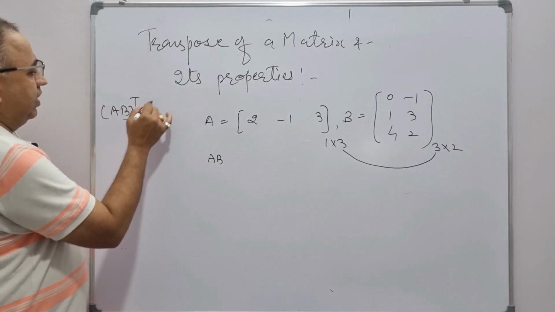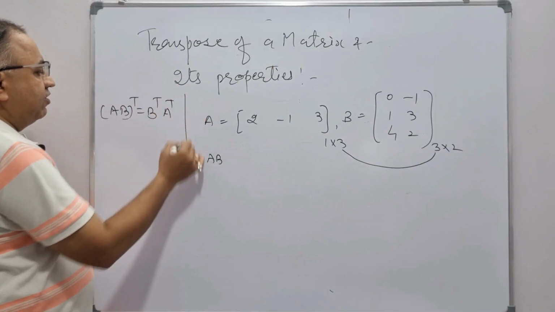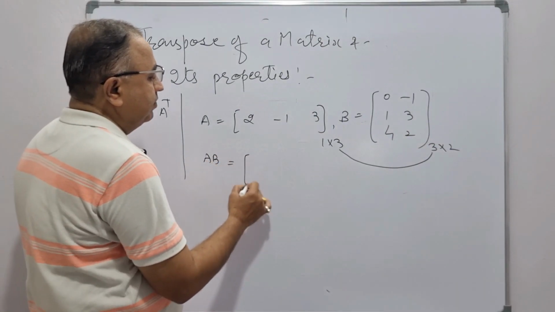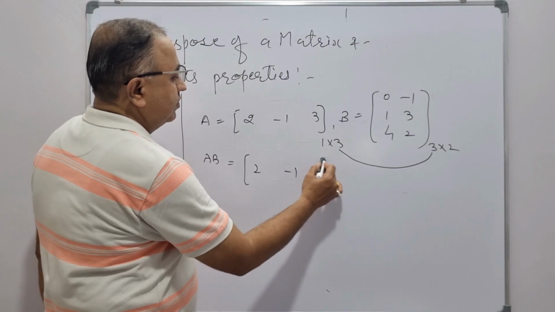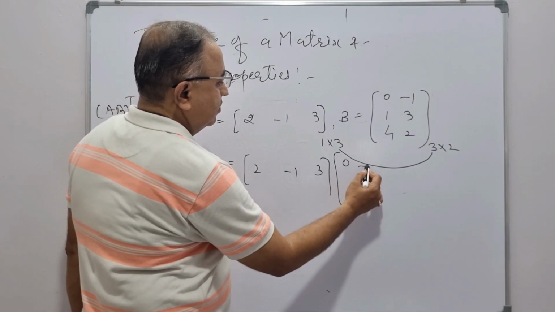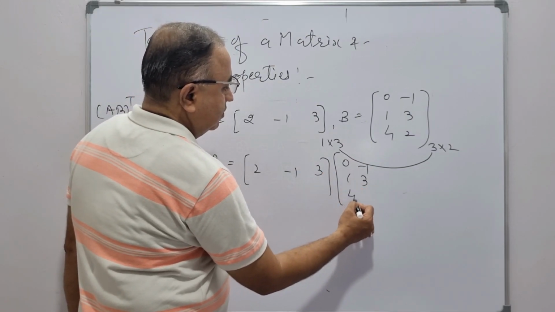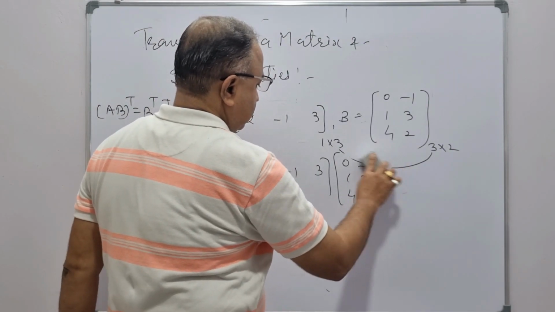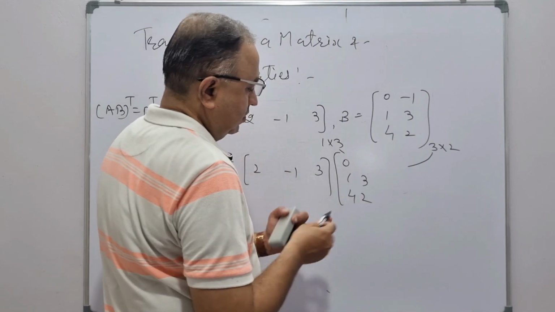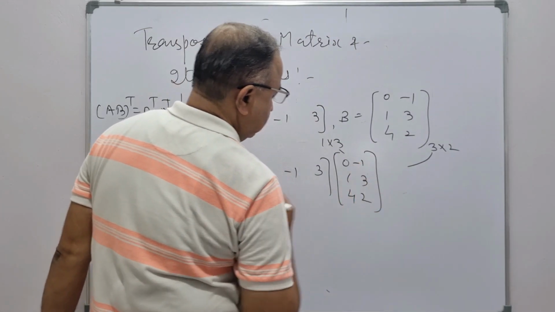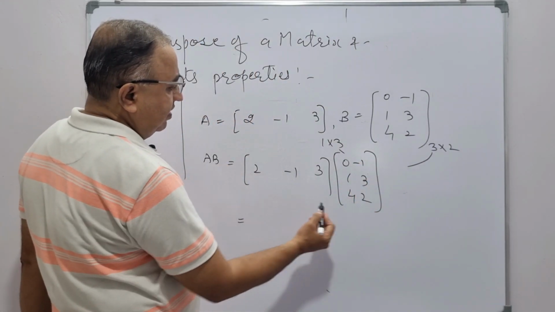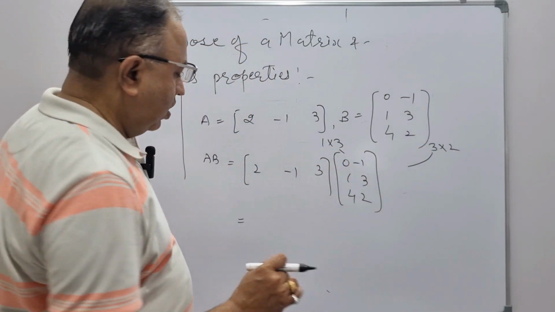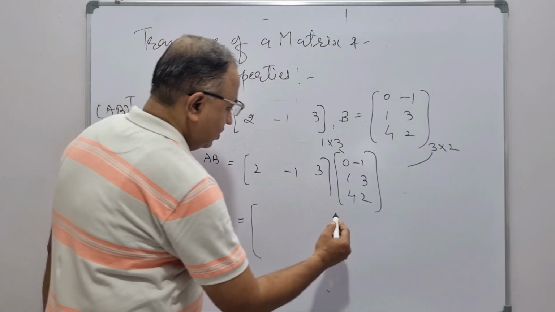is the same as transpose of B into transpose of A. This you have to verify, and to verify it, first you find the product of A and B. So what will be the resulting order? 1 by 2 means 1 row and 2 columns, that's all.